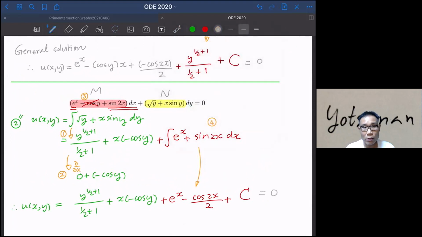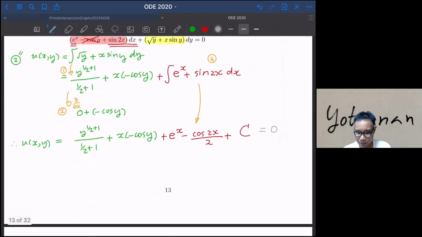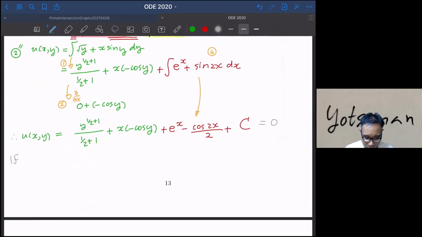The last thing for this example, if I also give you the condition, if we know that y0 equal to 1, we can find c. So if you know further that y0 equal to 1, you're gonna put x equal to 0, y equal to 1 into the equation. So you're going to be able to solve for c.